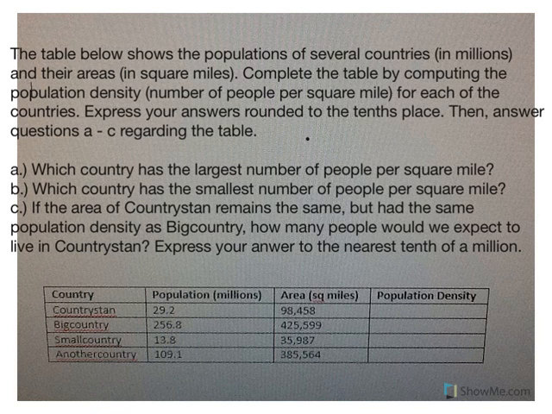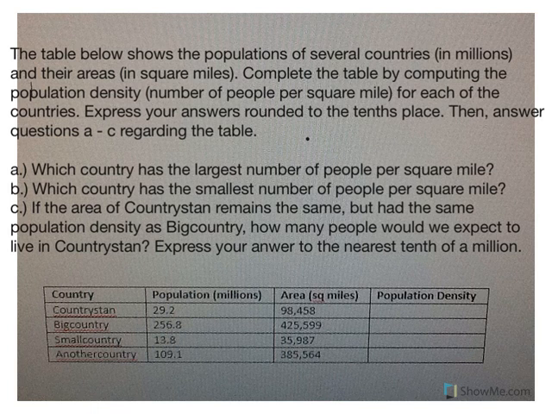So, which country has the largest number of people per square mile, or the largest population density? Which country has the smallest? And then we're going to do a comparison. If the area of Countrystan remains the same, but has the same population density as Big Country, how many people would we expect to live in Countrystan? Express your answer at the nearest tenth of a million.